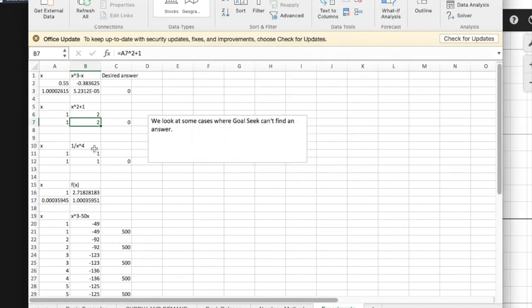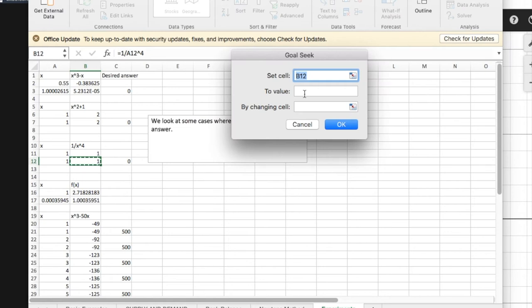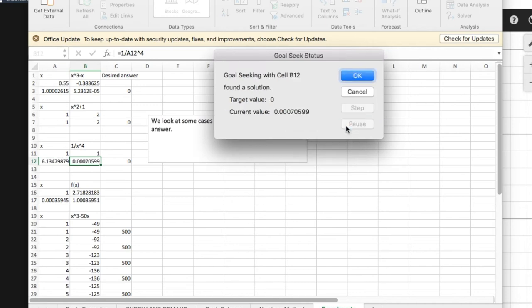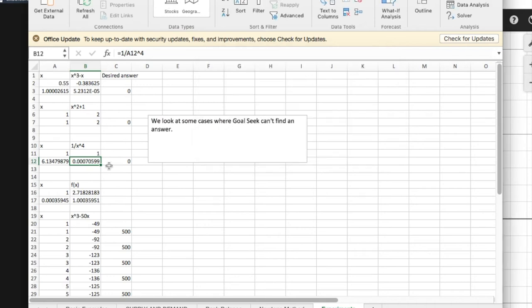The third kind of problem is the reverse. If I'm looking at y equals 1 over x to the 4th, that of course doesn't have a root. But I can ask goal seek. I'd like B12 to go to 0 by changing A12. So I'm trying to solve 0 equals 1 over x to the 4th. And it says, yes, I have an answer for that. That happens at 6.134. Found a solution.